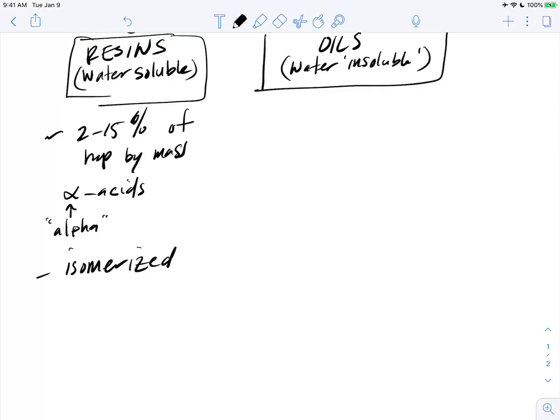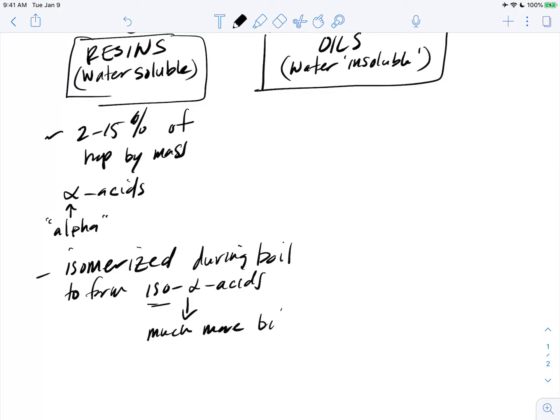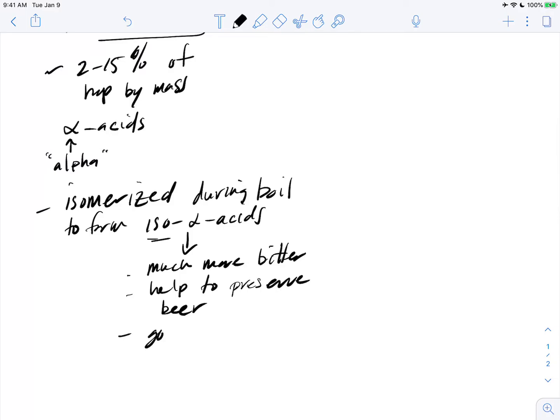So they isomerize during the boil to form iso-alpha acid. This shows that we've moved that bond, we've isomerized it, and I'll show you a picture here in a sec. These iso-alpha acids are much more bitter. That's one thing, and they also help to preserve beer for longer. They're also good for beer foam, specifically the stability.